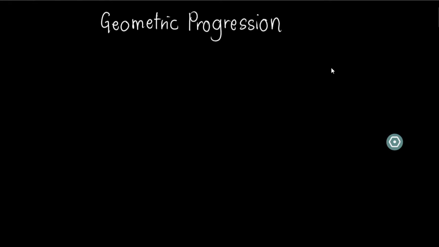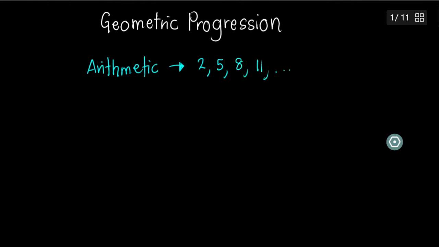Let's get started now. So for geometric progression, if you know arithmetic, just a recap. In arithmetic, you use the sequence, you use addition. For example, 2 and then 5, 8, 11. This is the sequence, meaning the progression. You plus 3 here, so everything is plus 3. But for geometric, it's going to be multiplication. That is the difference.